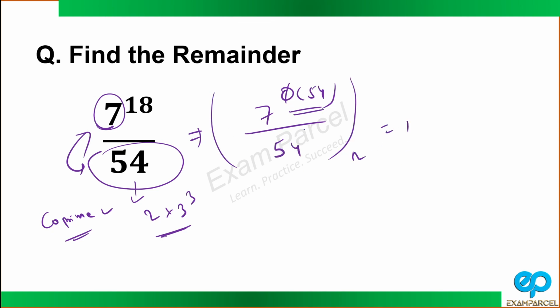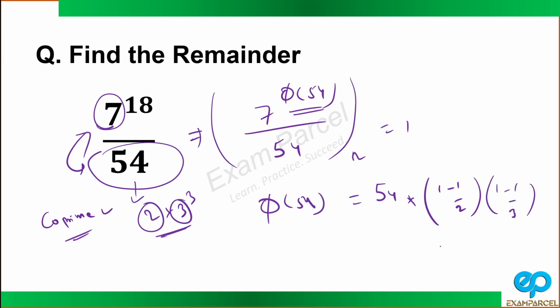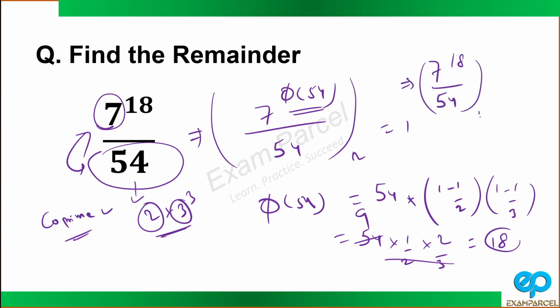So let us find phi of 54. Phi of 54 would be 54 into, what are my prime numbers involved? 2 and 3, right? 1 minus 1 by 2, 1 minus 1 by 3. 54 into half into 2 by 3. So 3 into 2, 6, 9, 9 into 2, 18. So it means that 7 raised power 18 divided by 54 is going to give me a remainder of 1. And luckily we are being asked the same question, 7 raised power 18 by 54. So the correct answer is 1. I hope this is clear to you.